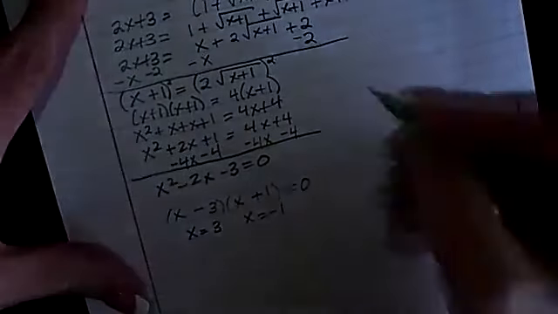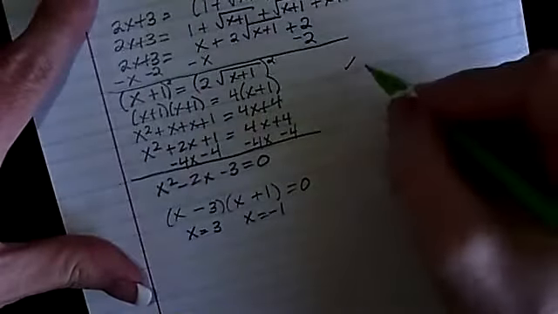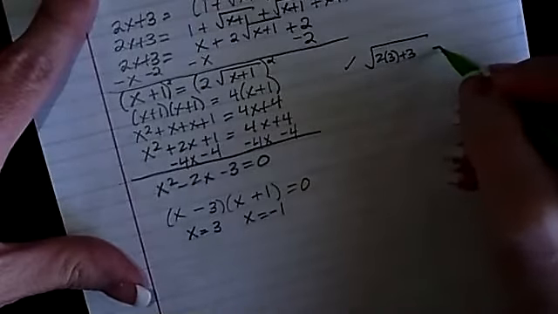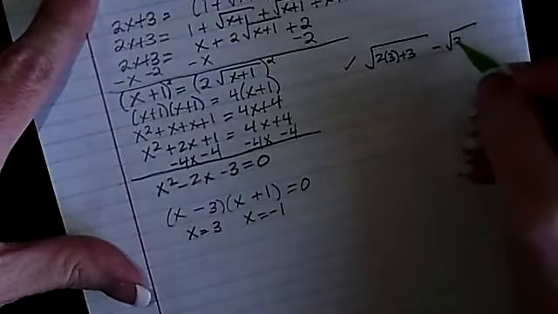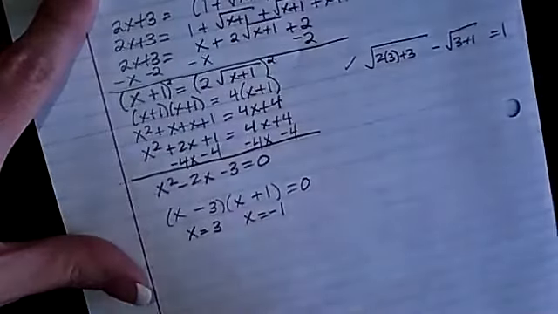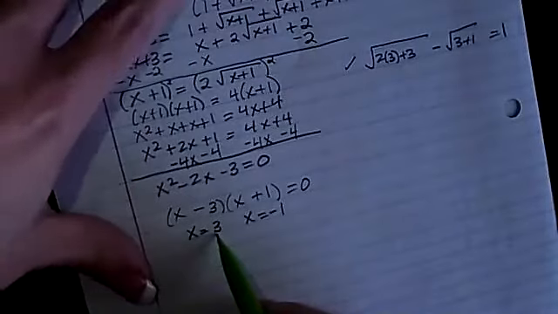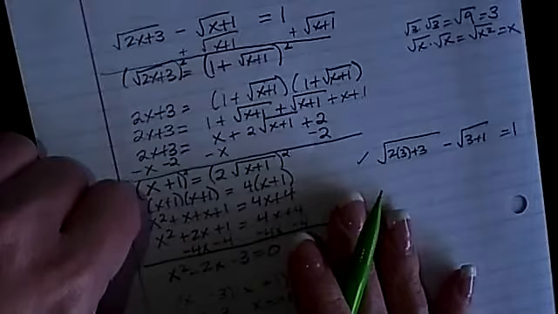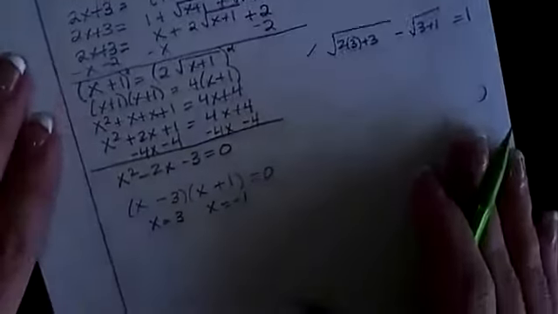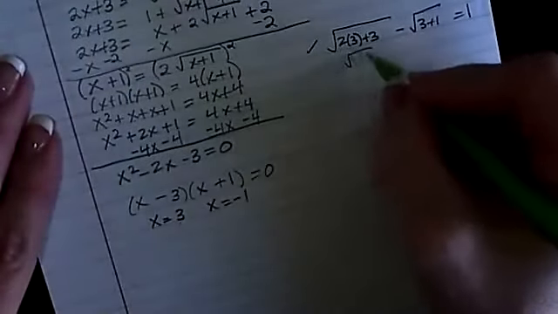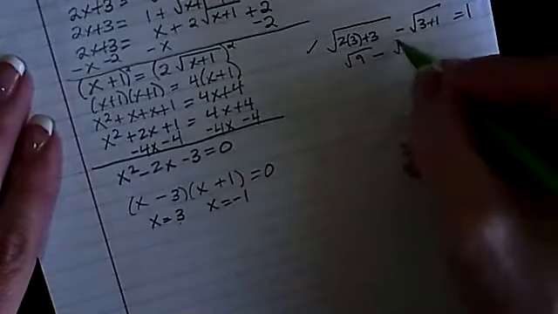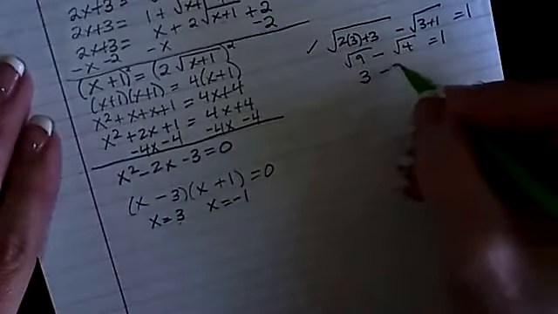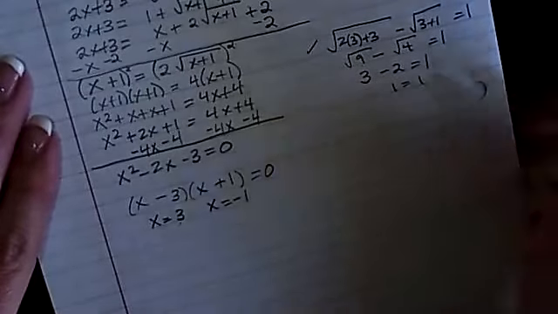So let's go back to check it in the beginning. So we're going to have 2 times 3 plus 3. I'm putting the 3 in. 3 plus 1 equals 1. So all I did is take this 3 and put it in for x here and x here. That's the original problem. All right, so here we have 6 plus 3 is 9, so radical 9. 3 plus 1 is 4. So square root of 9 is 3. Square root of 4 is 2. That looks good. So that one checks out.